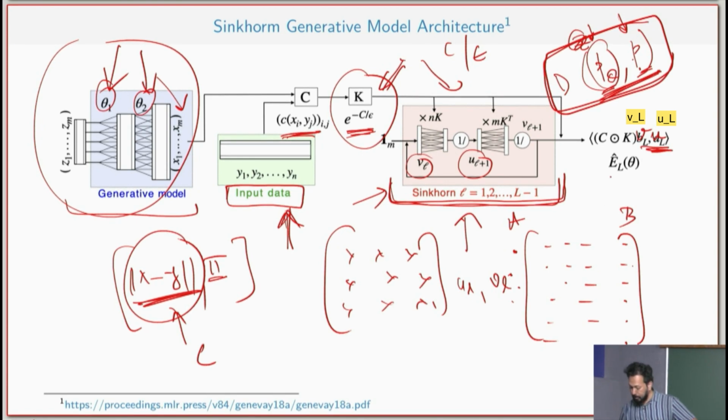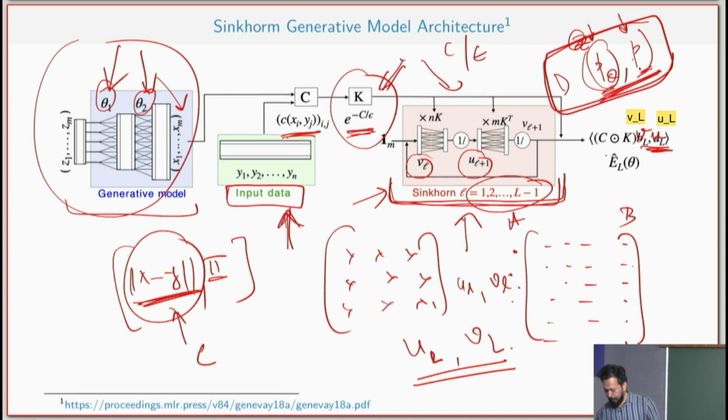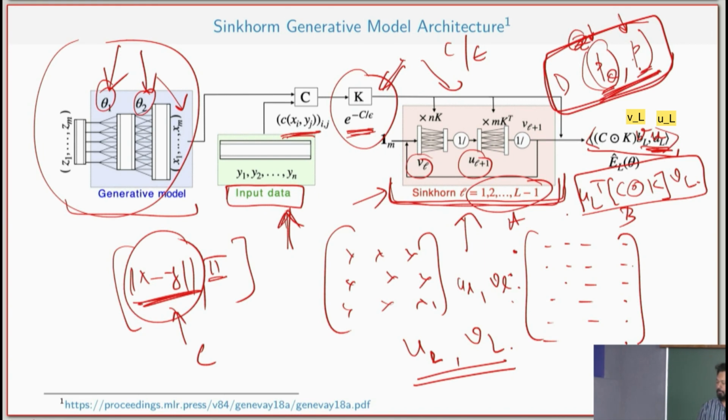This is the iteration, and you will run it up to the Lth step. So in the final step you will produce U_L and V_L. Once you have that U_L and V_L, you put them in the cost. This is the loss function that we have. So this is the inner product, like U_L transpose times C pointwise K, where K was the original K that you can think of, times V_L. So this is checking the measure of these two distributions.